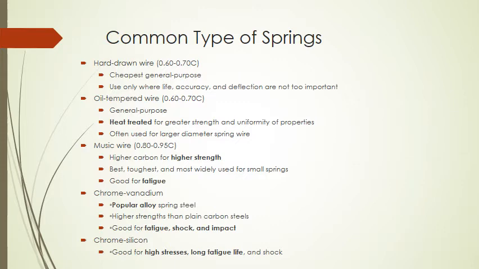The last type is chrome silicon. Chrome silicon is again an important category of spring. It is also an expensive alloy used for manufacturing this type of spring. But again, it is a very expensive alloy, but it withstands high stresses and has long fatigue life, and accordingly it is very popular for shock and vibration applications.